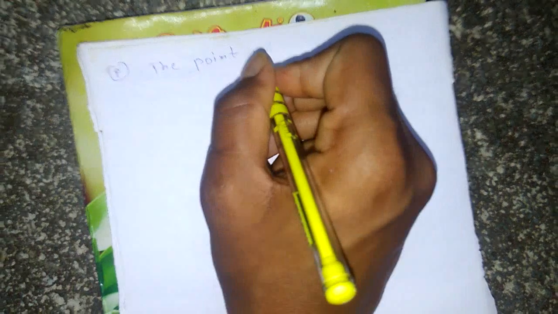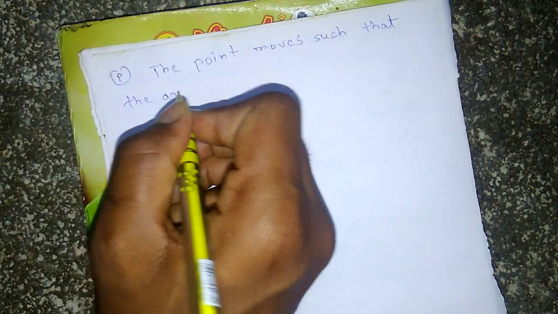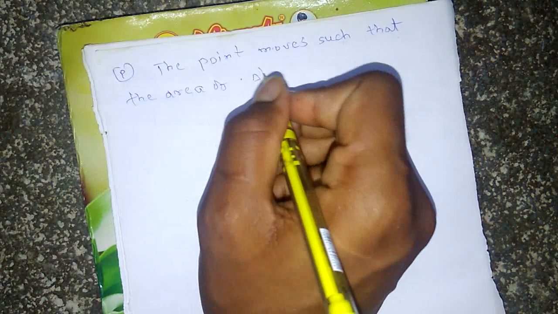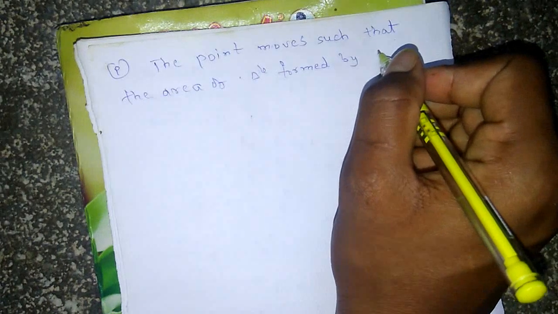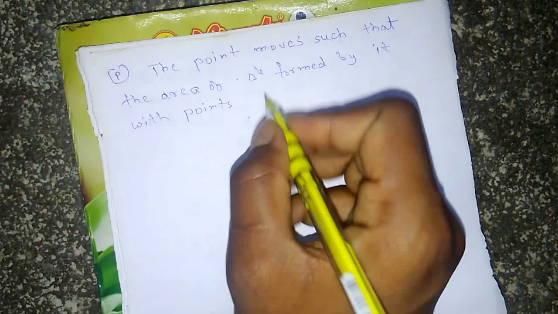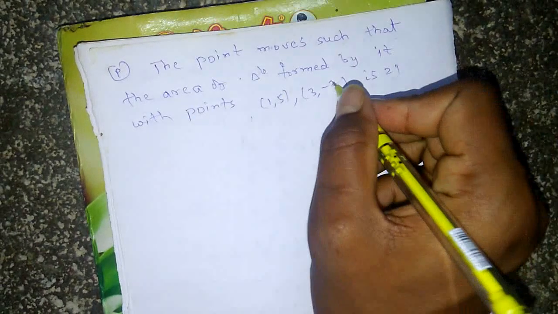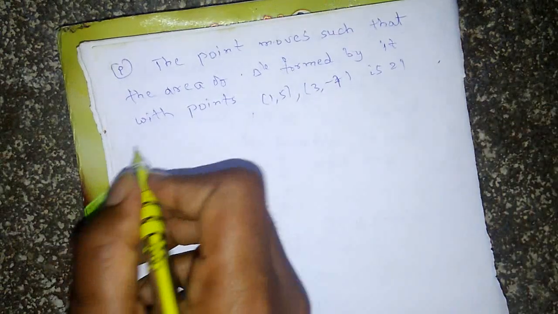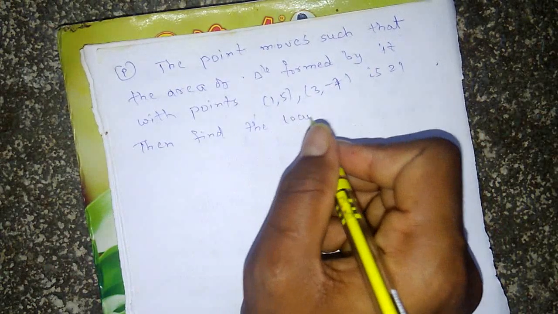Our next problem is, a point moves such that the area of the triangle formed by it with the points (1, 5), (3, -7) is 21 square units. Then find the locus of the point.